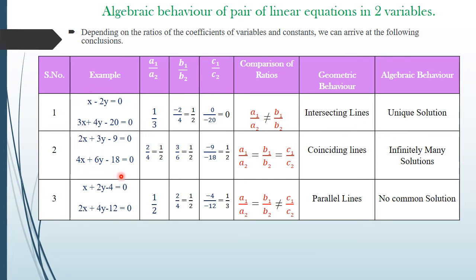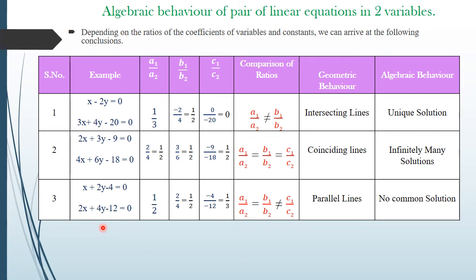In the second example, you can see a1 by a2 is going to be equal to b1 by b2, that is equal to c1 by c2. When we have ratio of coefficient of x is equal to ratio of coefficient of y which is equal to ratio of constant terms, then when all these three ratios are going to be equal, then we have coinciding lines. Means we have overlapping lines. Means algebraic conclusion of that pair of linear equation is going to be will have infinitely many solutions. Means there will be infinitely many such points of x and y which will satisfy these both equations. Condition is a1 by a2 should be equal to b1 by b2 and that should be equal to c1 by c2. All three ratios are going to be equal.